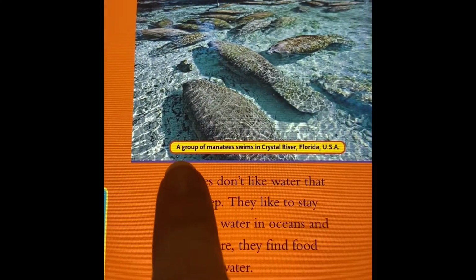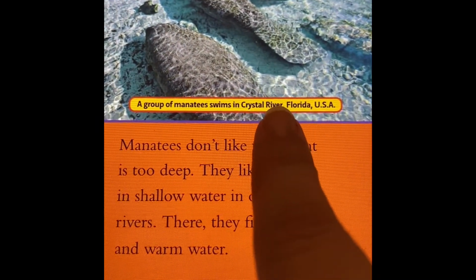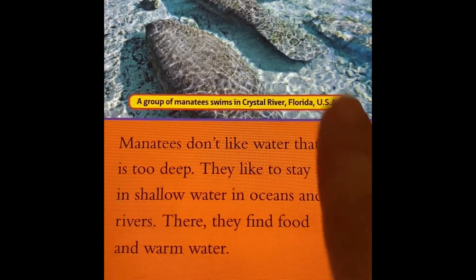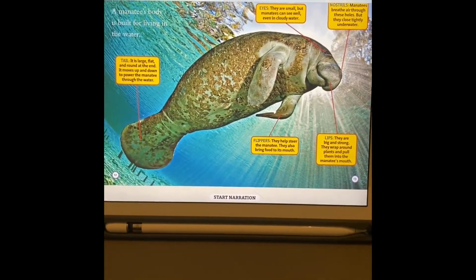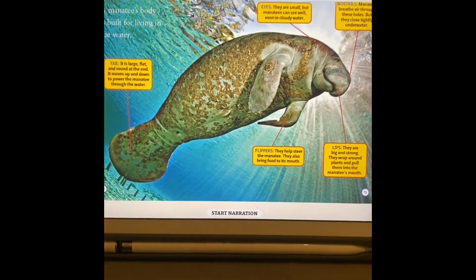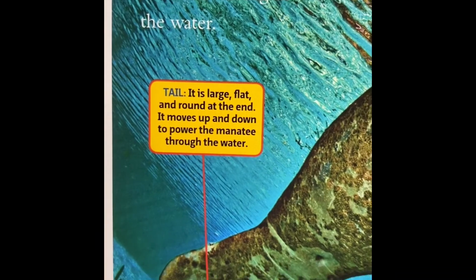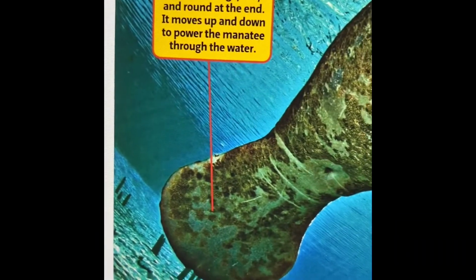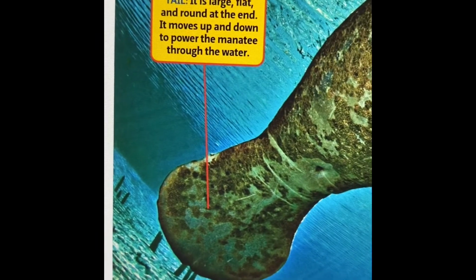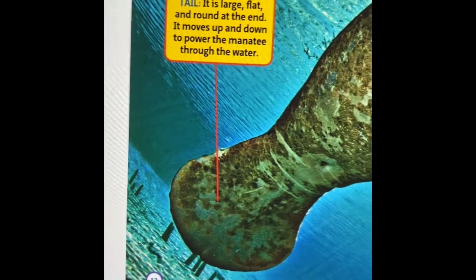And right here we have our caption. It says a group of manatees swims in Crystal River, Florida, USA. Oh, here's a big picture. We have our big diagram here with our labels. So let's see what it says about it. A manatee's body is built for living in the water. All right, so here's our first label, the tail. It is large, flat, and round at the end. It moves up and down to power the manatee through the water.